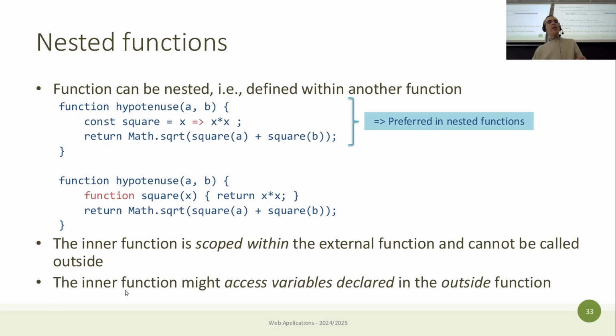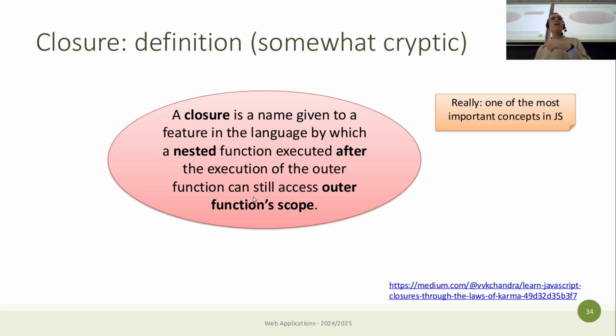But inner functions, so square, might access variables declared in the outside function. So something which is visible in the scope of the outside function. So indeed, we could use a and b in the function square. And this will have a lot of consequences. Namely, if you are able to return the reference to that function defined inside the other function, outside the function, that function will still see all the variables that it was able to see inside the function. And this is called closure.